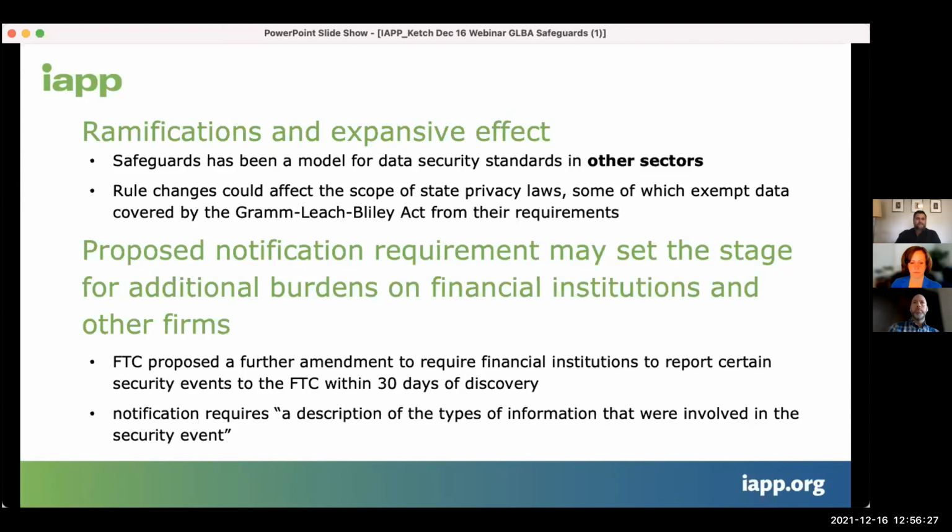You're on mute, Robert. I was just going to say, Laura, when does this amended Safeguards Rule, so everyone knows, take effect? December 9th, 2022. Excellent.